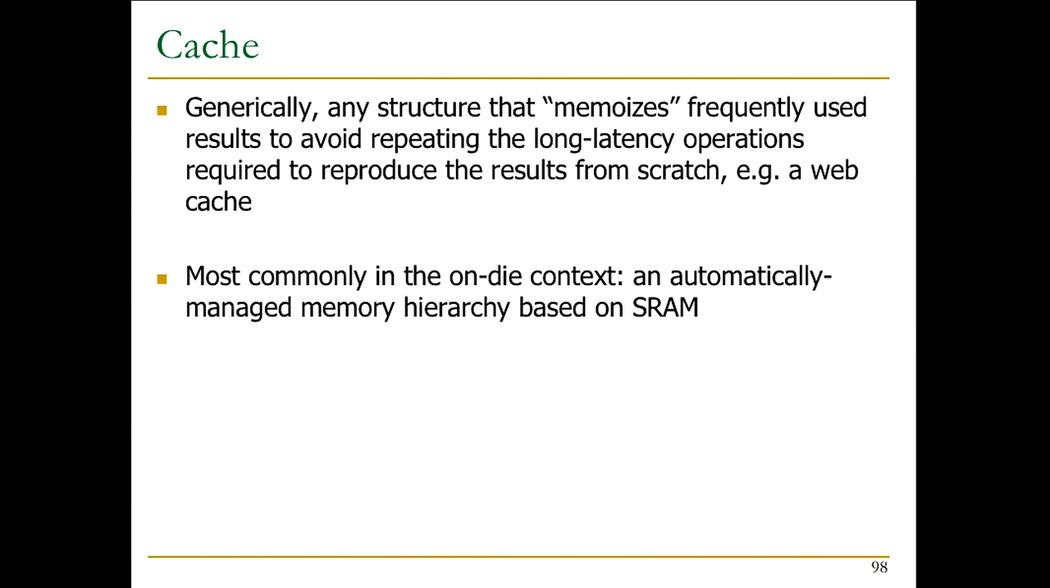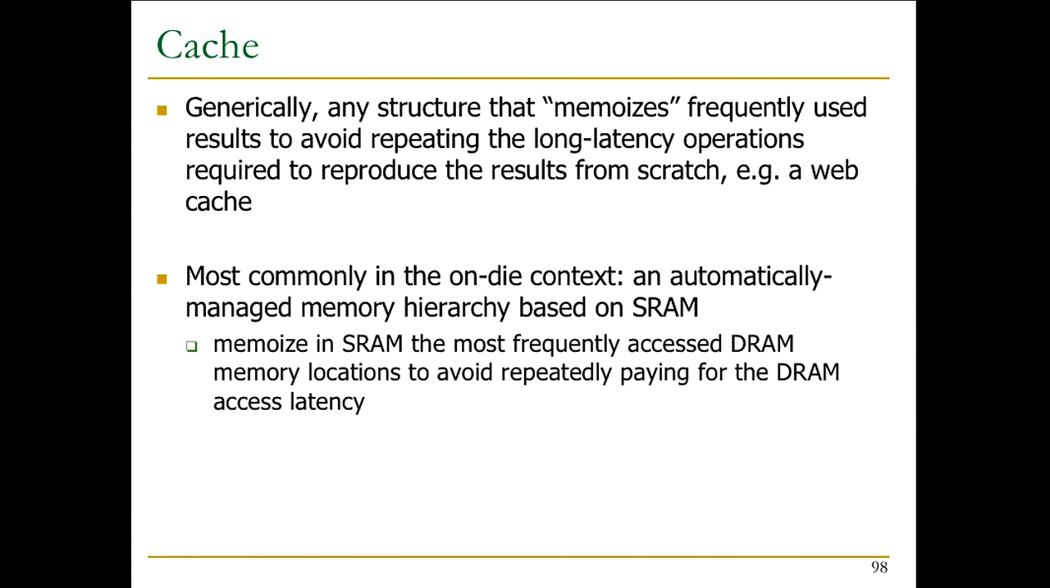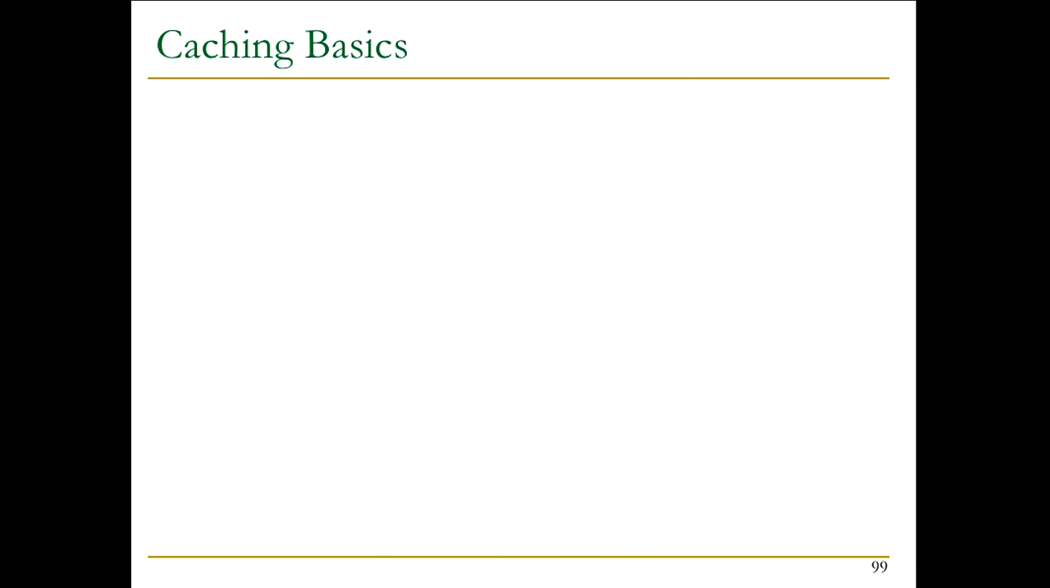But in the on-die context, you have an automatically managed memory hierarchy based on SRAM. And we memoize in SRAM the most frequently accessed. It's not clear if that's true, but we'll see. There are other potential things that you want to cache to avoid repeatedly paying for the DRAM access latency.